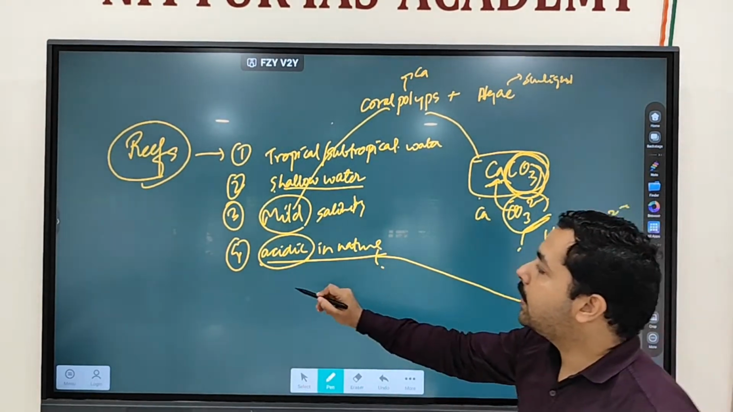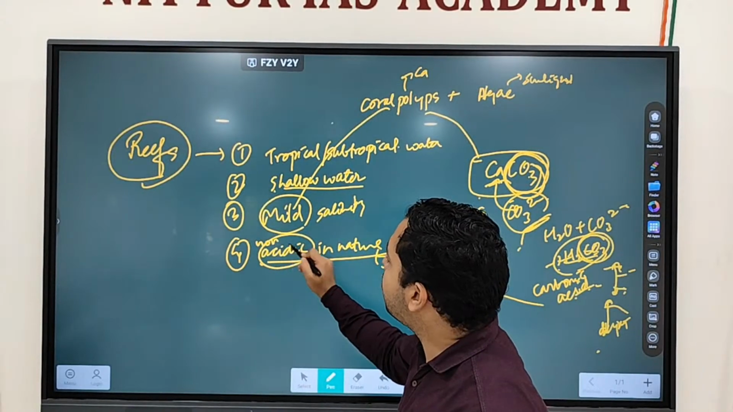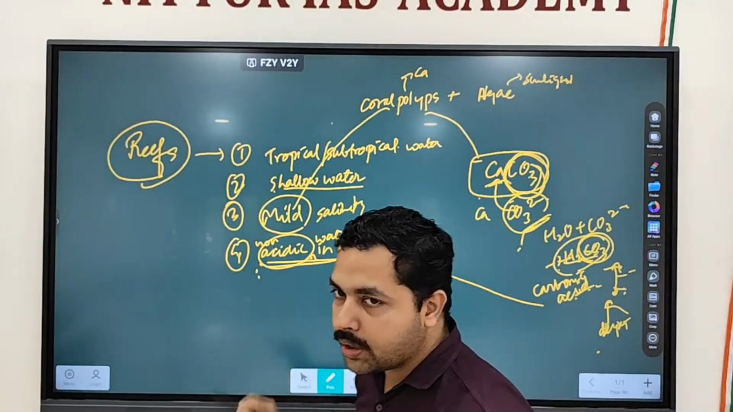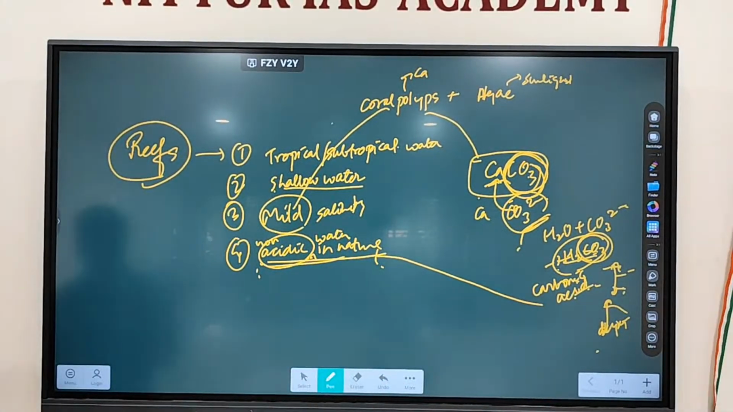So they survive in non-acidic water. They survive in which type of water? Non-acidic water. If water turns acidic, then coral reefs are not going to survive. Clear? So that is an important thing you have to keep in mind, that the coral reef survives in non-acidic conditions.